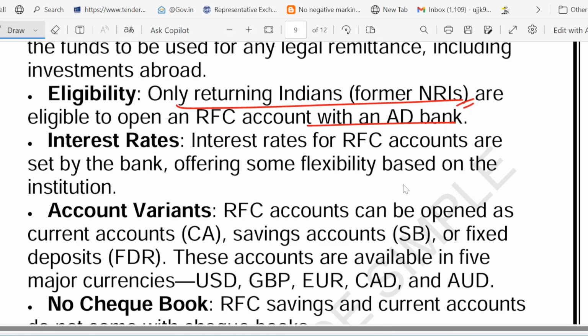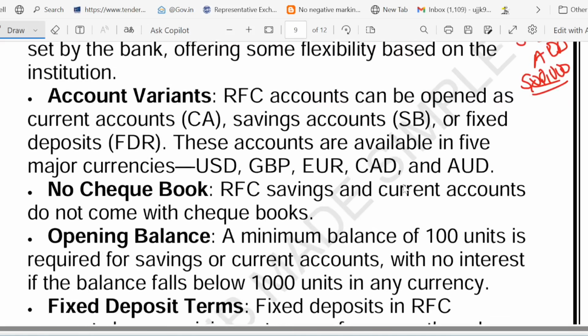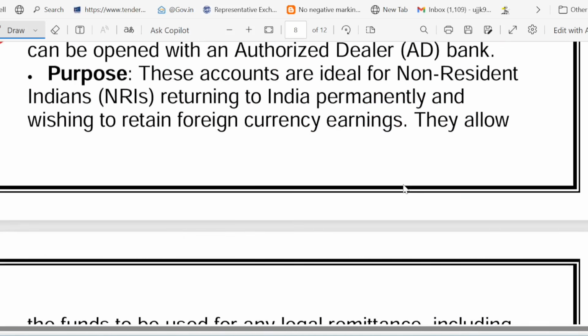Suppose Raj worked in Dubai for 15 years. After working in Dubai for 15 years, he returned to India, right, with AED 5 lakh. So with AED 5 lakh he returned to India. Instead of converting it all to INR, he opened an RFC account to keep his dirhams for a future UAE trip or investment. So let's summarize what we have just covered now.